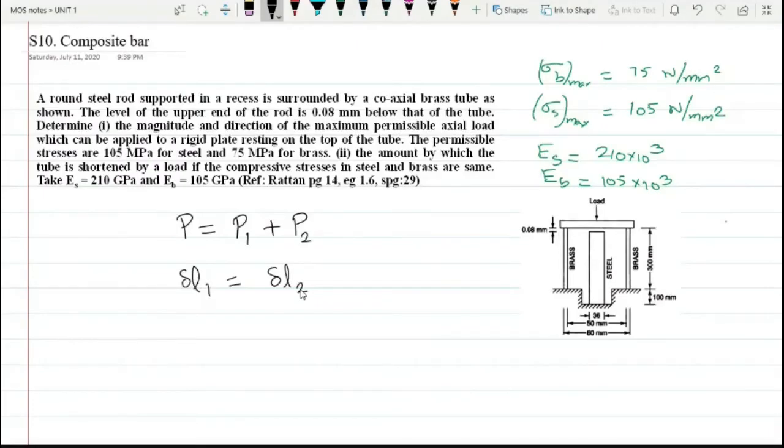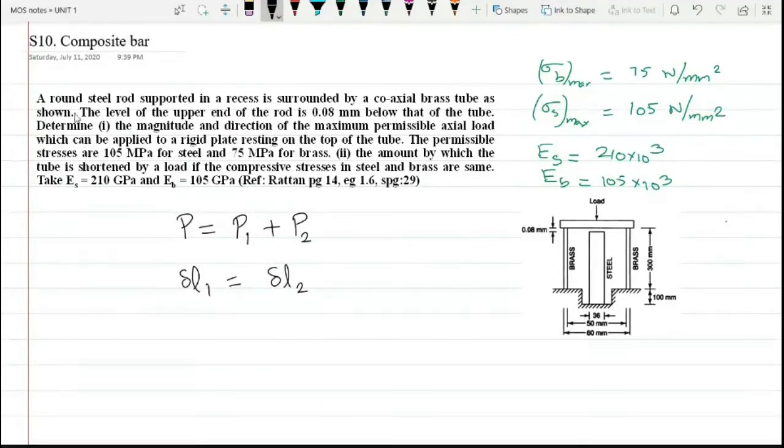We solved some basic problems. Most of the time you will get only a problem related to that. But this is somewhat complicated. What happens if there is a gap? If you're able to see, there is a 0.08 mm gap in this steel, so the brass has extra length. In that case, what do you have to do? So let me go for this problem.